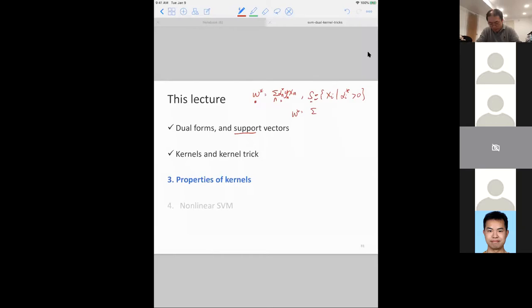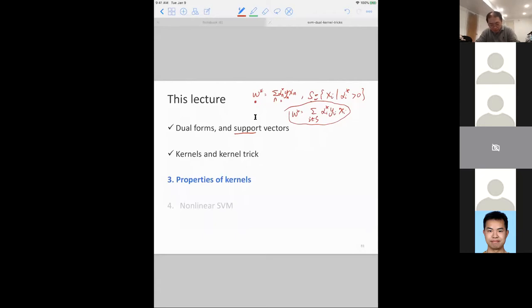Their weighted summation. Yi, exactly. That's it. Right? So we have analyzed where those support vectors stay, right? They are not staying on the outside of the margin. Actually, they are either on the margin or inside the margin. Okay.